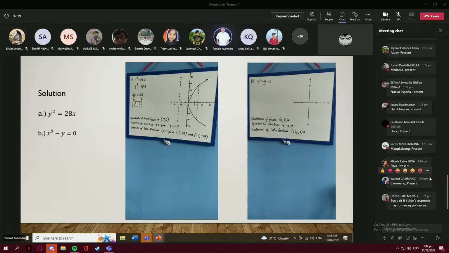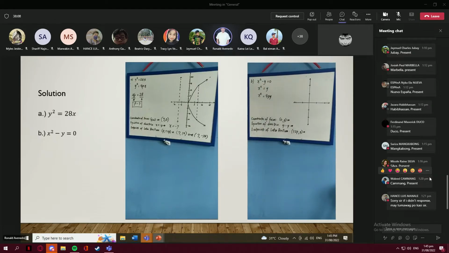We're going to find the coordinates of focus, equation of directrix, then for the graph later we need the endpoints of latus rectum. Looking at the equation x squared minus y is equal to 0, we can rewrite this as x squared is equal to y. So we transpose y to the right side of the equation.